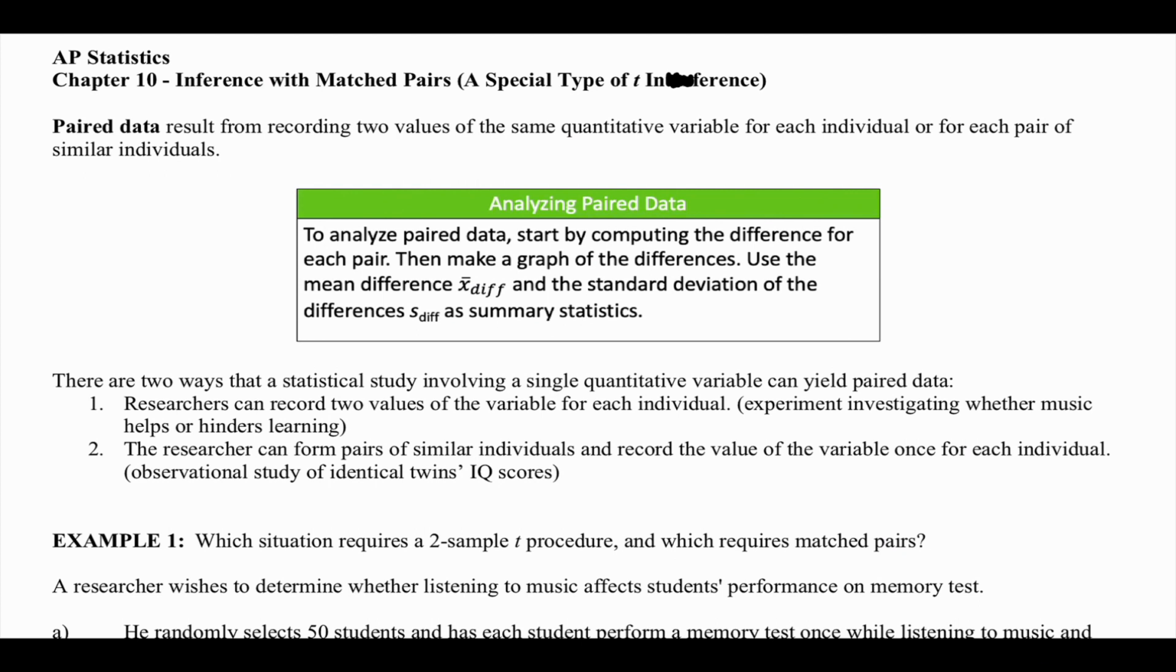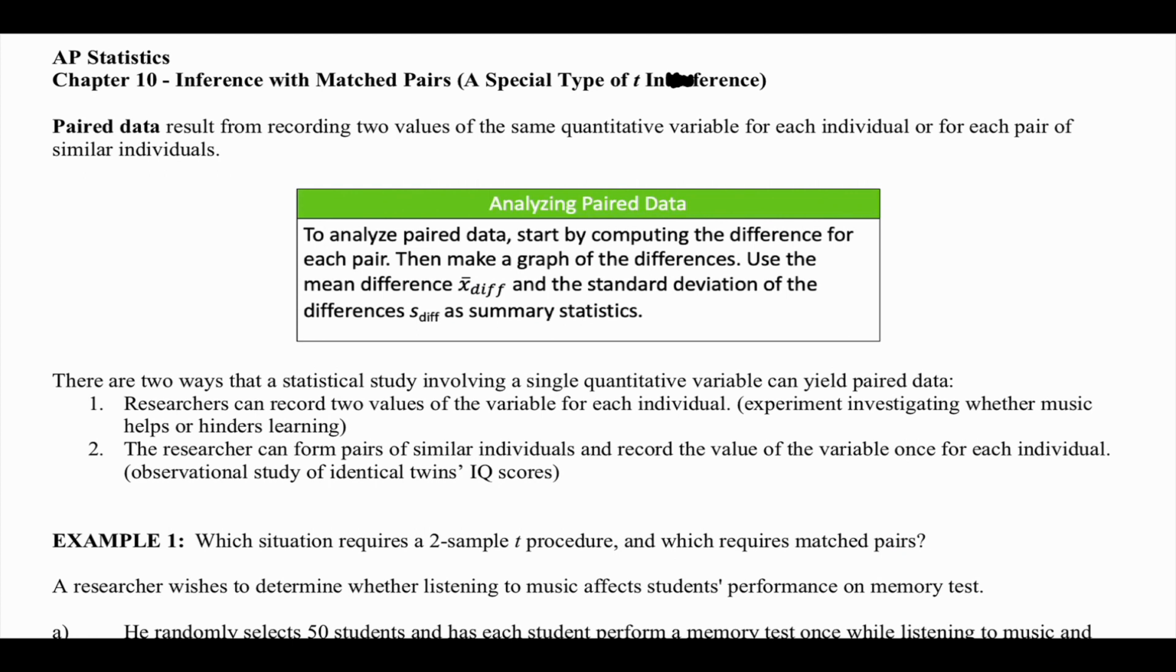So paired data, it's like a before and after thing, right? Whatever data you're trying to compare with. So as you read these, paired data result from recording two values of the same quantitative variable for each individual, or each pair of similar individuals. So you can be paired with yourself, or you can be paired with someone of similar characteristics. Okay, we've talked about this before, but it's been a while.